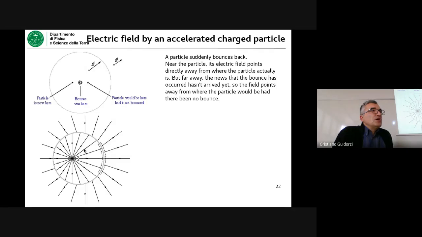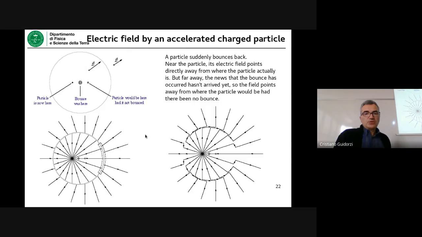Instead, if you consider closer distances, the field lines within this sphere, the information about the bounce has already arrived. So the field lines within this sphere have already adjusted, and they are now pointing to where the particle indeed lies, because after the bounce, the particle resumed a constant velocity motion. So the information about the change of behavior of the particle, the fact that for a short time interval there was an acceleration, is traveling at the speed of light. Given that the speed of light is finite, it takes some time for the information to travel and to inform all points in space that there has been a change.